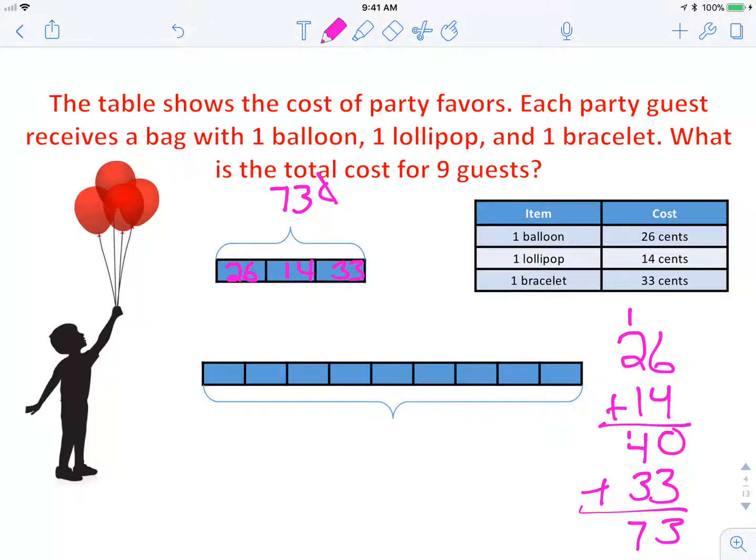Now, we have a total of 9 guests. Each guest gets those 3 items. So that means I'm going to spend 73 cents on this guest, 73 on this guest, and I'm going to spend 73 cents on all these guests. What's an easier way to solve this than writing 73 cents in every box and then just adding them up? What is an easier way to solve?